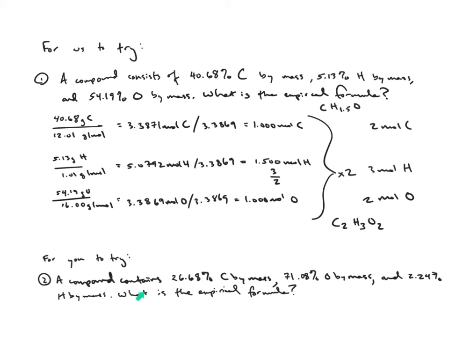All right, I want you to try this one on your own. I don't think it should come up with this sort of issue where we have some fractions in it. I think it should come out pretty clear. But try this one on your own and see how you do. A compound contains 26.68% carbon by mass, 71.08% oxygen by mass, and 2.24% hydrogen by mass. What is the empirical formula? So go ahead and do that one.